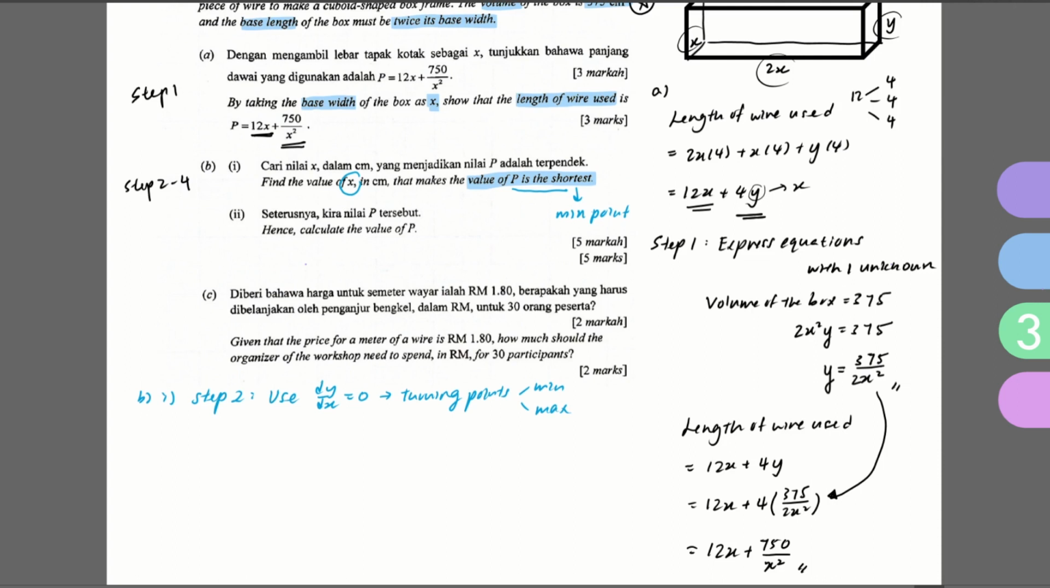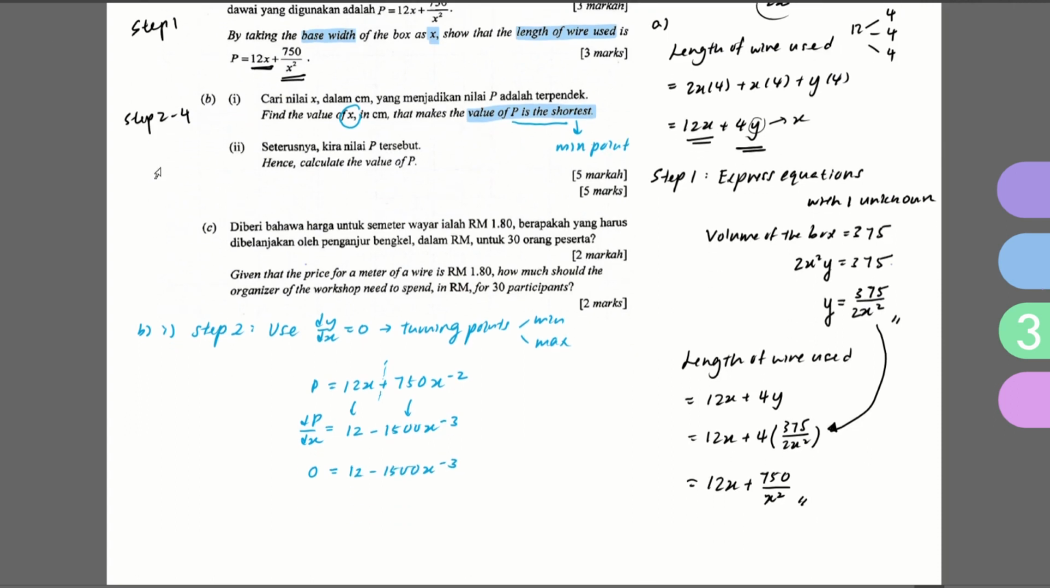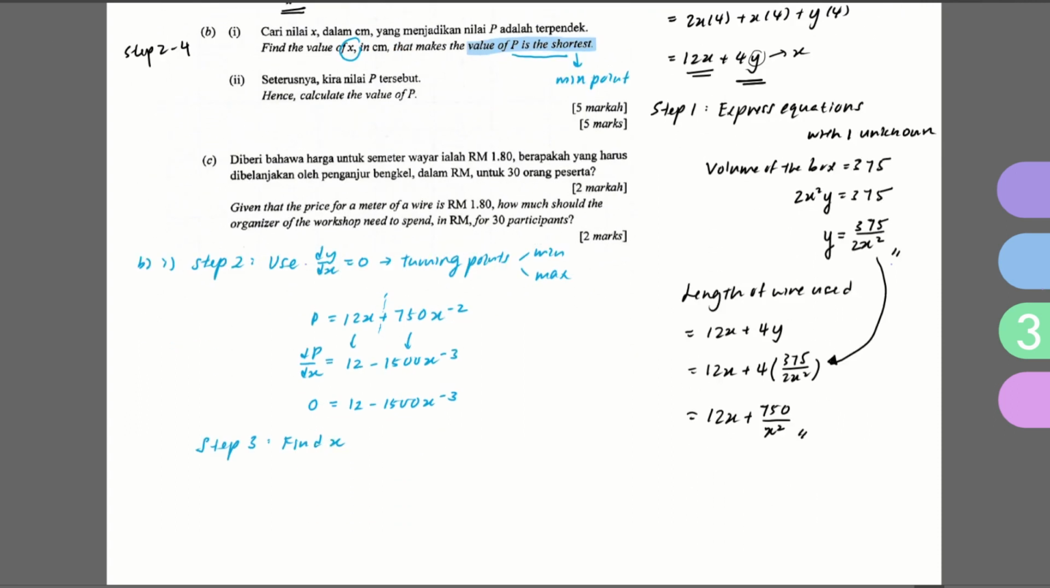So now let's differentiate our equation first. Using plus as a separator, differentiate part by part. So here remove the x, here we will multiply the power and the number. And change dP/dx to 0. So step 3 is quite straightforward. We just need to simplify our equation to find x. And our x is 5 cm.